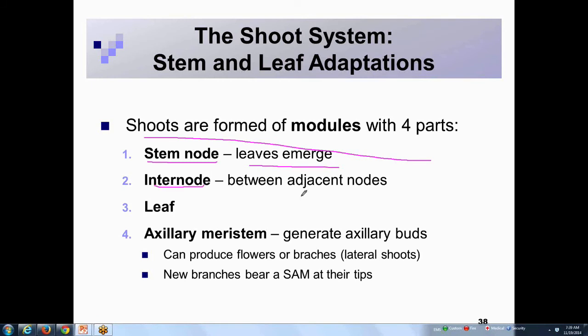And then those areas between are called internodes. And then, of course, the leaf itself is part of the stem. And then you have axillary meristems, which would generate axillary buds. So what's an axillary bud? Well, a terminal bud is at the tip of the shoot. Axillary buds are on the sides, so they result in lateral shoots, in other words, shoots that branch off to the side. So typically we see new branches bear a shoot apical meristem at their tips.